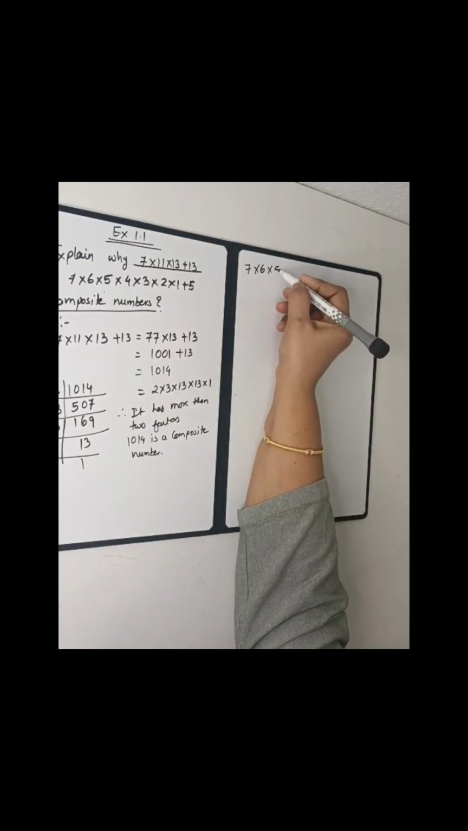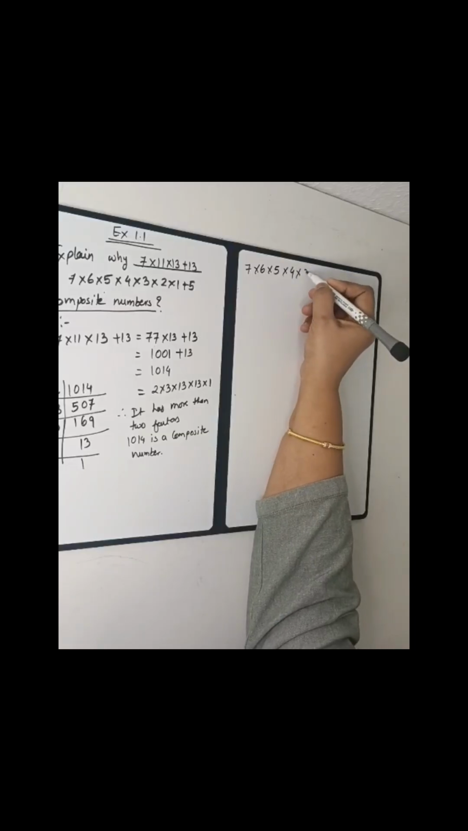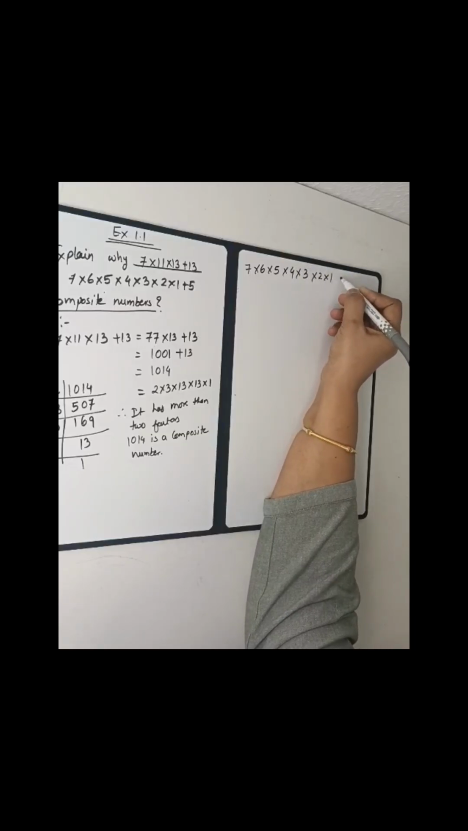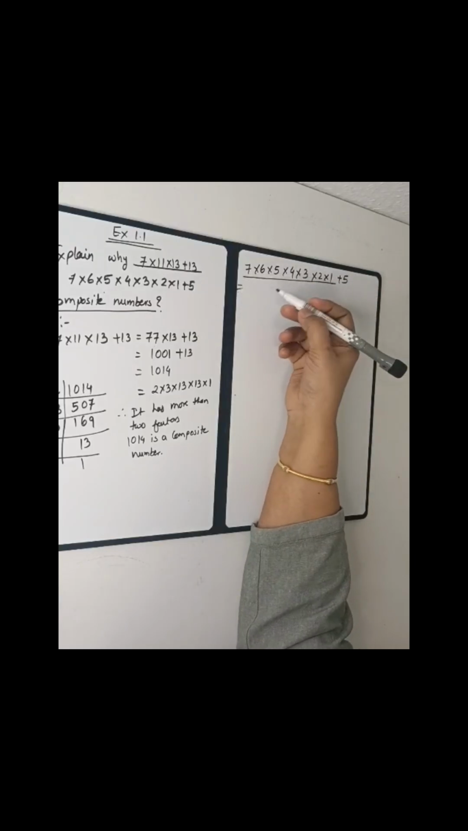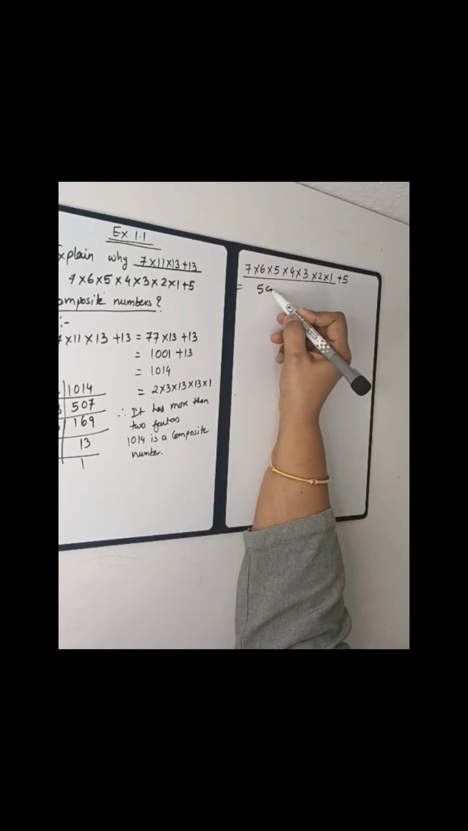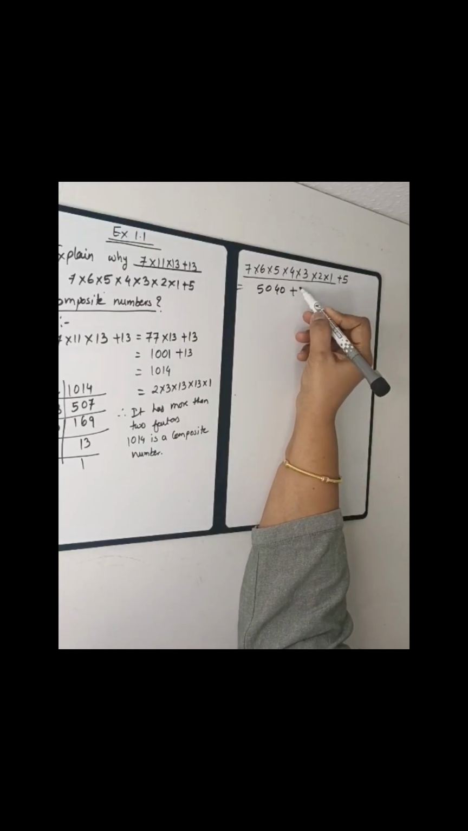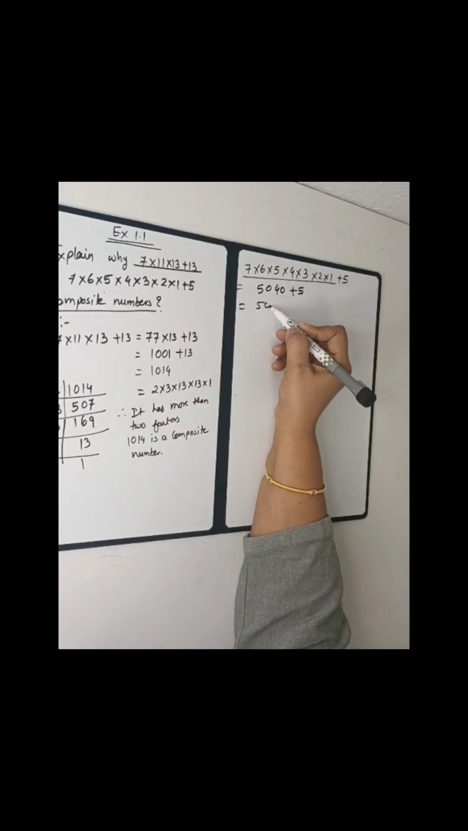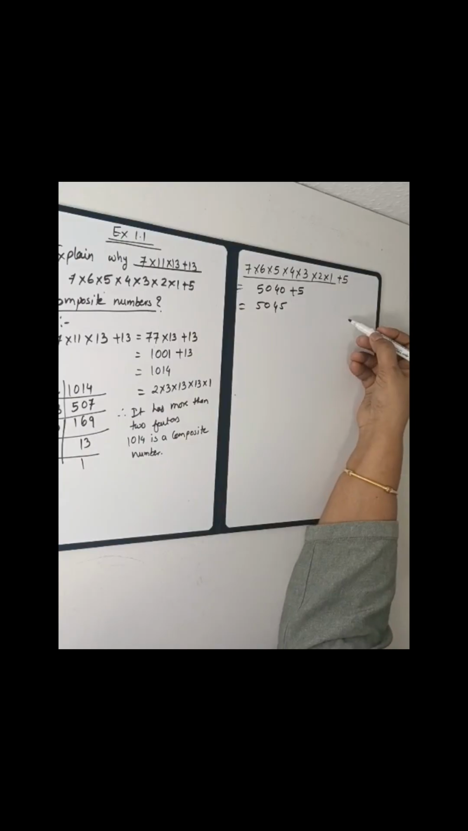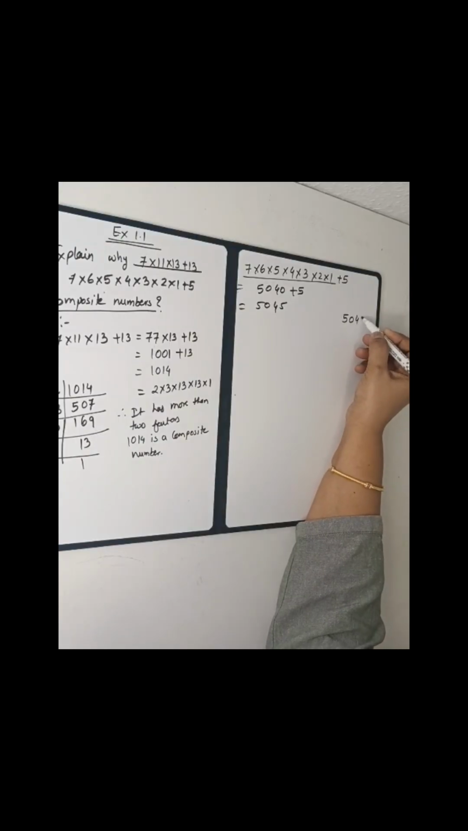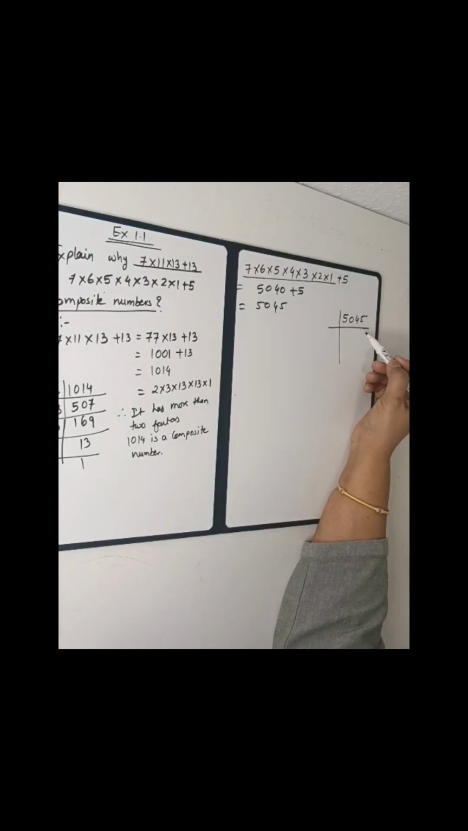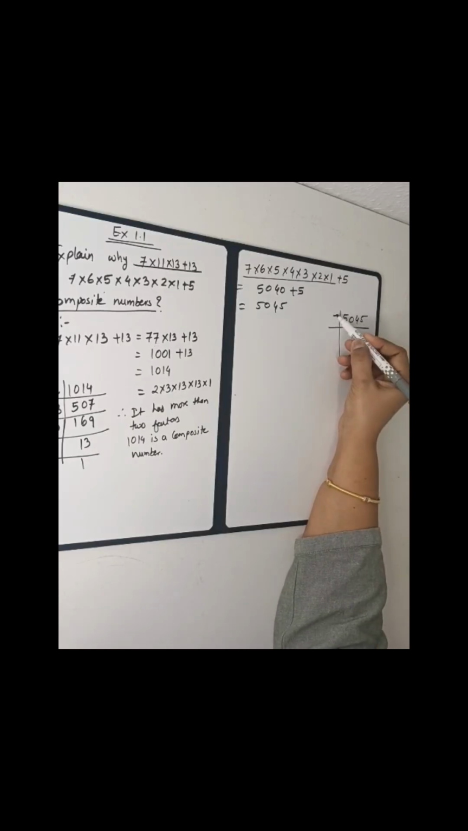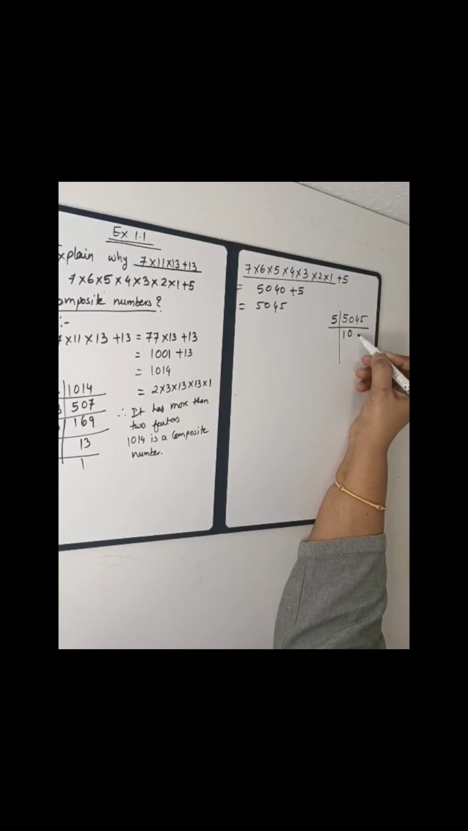7 into 6 into 5 into 4 into 3 into 2 into 1 plus 5. So if you multiply this first part, it will come to 5040 plus 5. If you do, you will get 5045. So now if you prime factorize this 5045, first see it's an odd number, so whether it is divisible by 3 or not. I don't think it will be divisible by 3. It will go by 5. 5 ones are 5, then 0, then again 0, then 9.